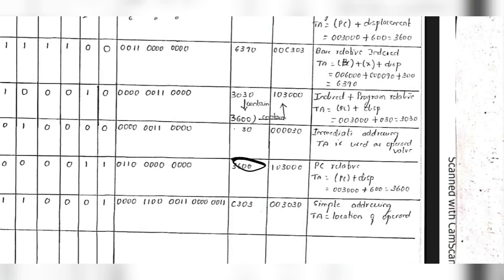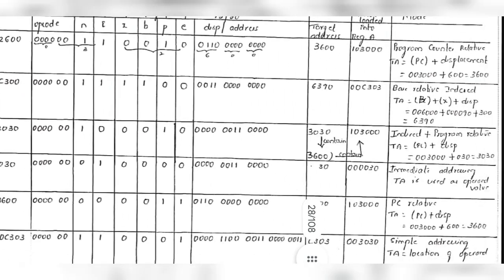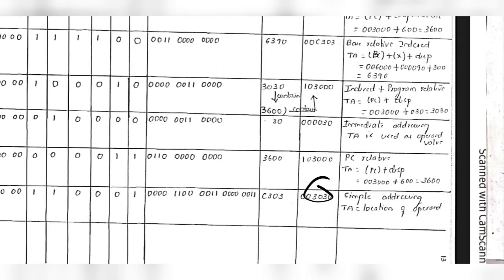Okay, and at 3600, the value stored, we've already seen, is 103000, and here we have C303. In C303, the value stored is 03030. So that value will be stored in register A. So this was a simple example of how addressing works in different modes.